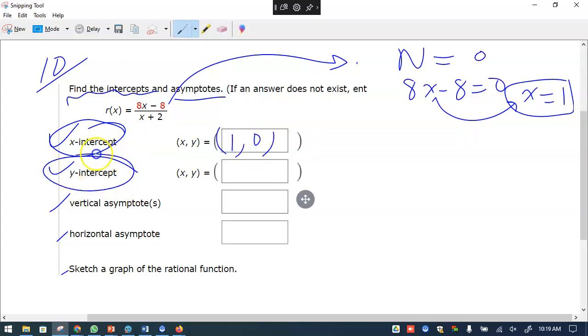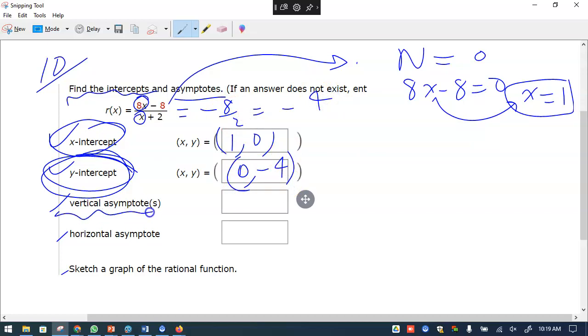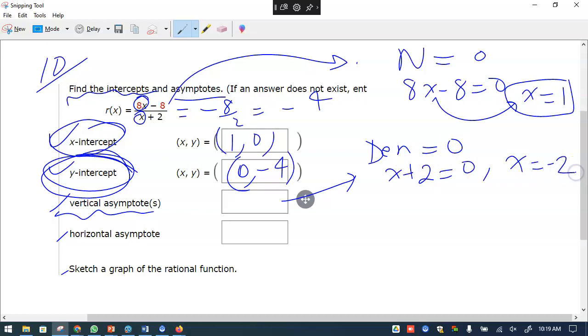How do you find the y-intercept? To find the y-intercept, you put x equals 0. So if I put a 0 and a 0 here, you get minus 8 over 2, which is negative 4. So this becomes (0, negative 4). And then what is the vertical asymptote? For the vertical asymptote, you set the denominator to 0 and check when that works. When is this going to be 0? The only option is when x equals minus 2. So you just write this as the vertical asymptote.